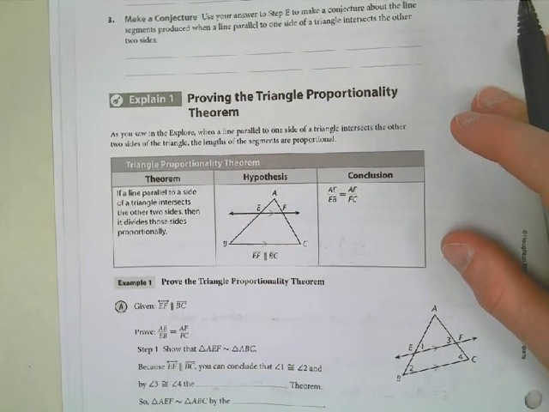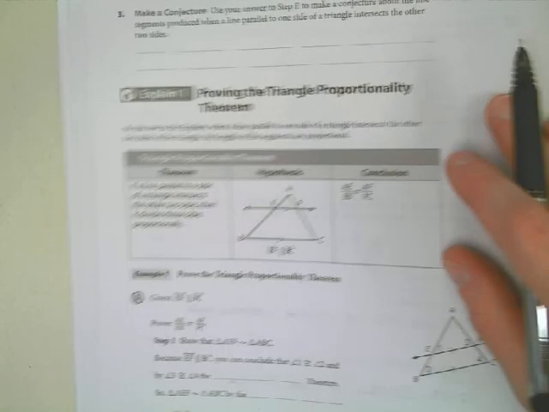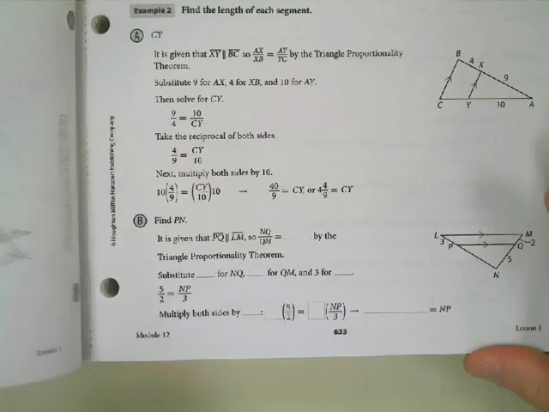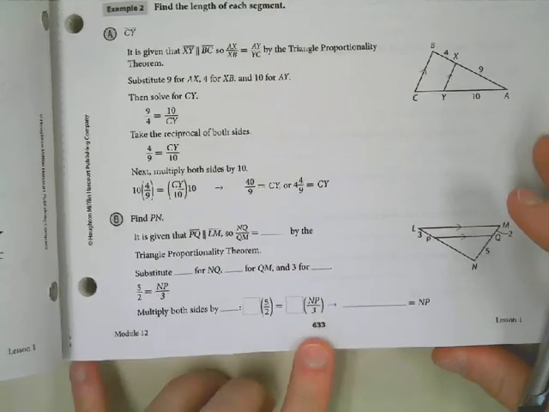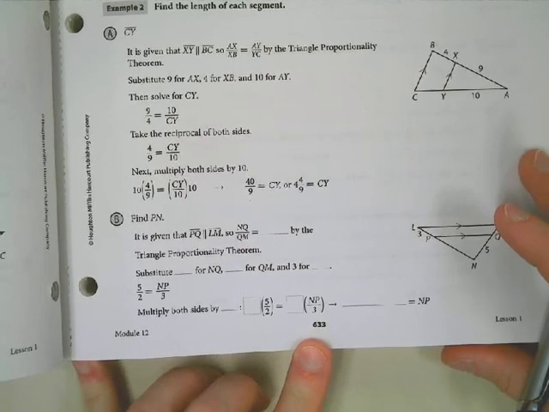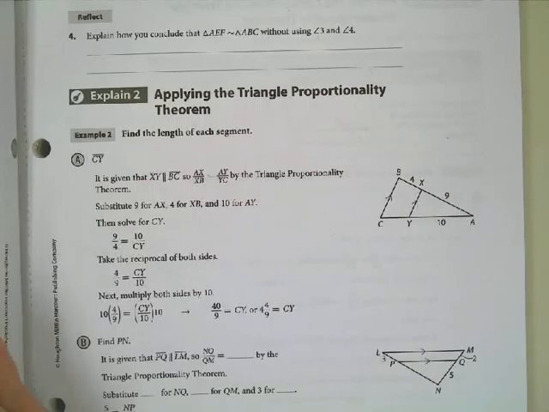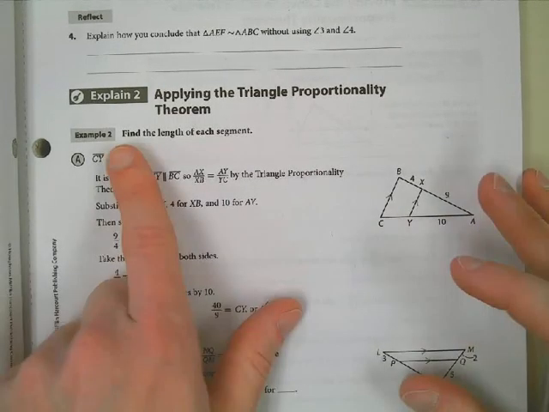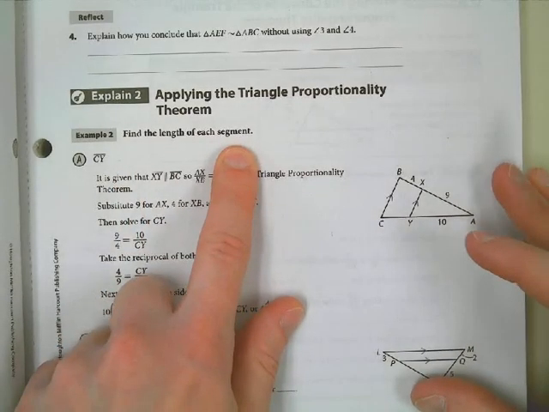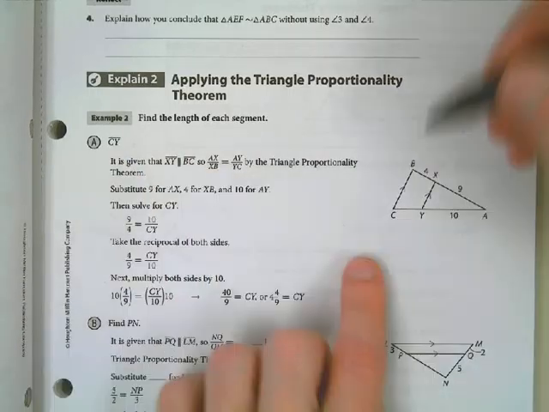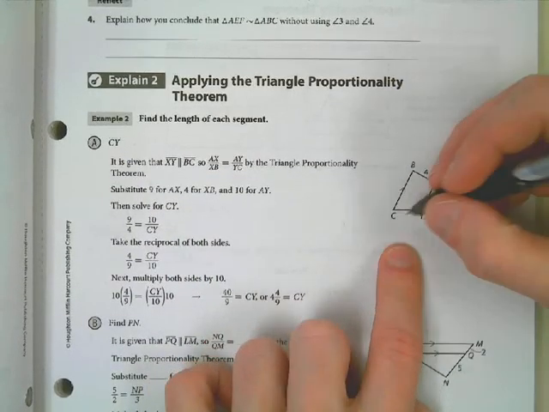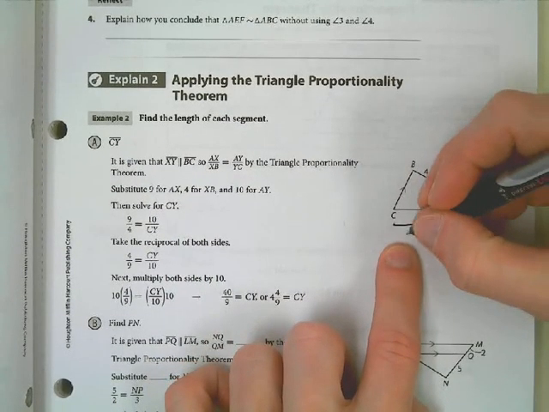So we're going to skip this proof. We're not going to do the proof. Skip over to page 633. Okay, and we'll look at this example, explain 2, okay, which is an example. Find the length of each segment, it says. Okay, so we want to find the length of CY. So if we go to our picture here, here's the length CY. This is what we want to find. I'm going to call it X, even though we kind of already have an X point there, but that's okay.